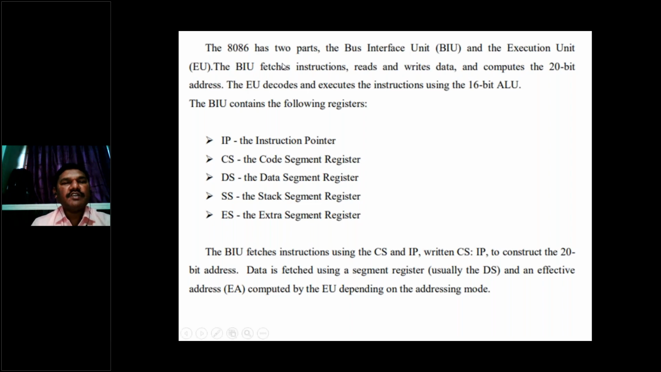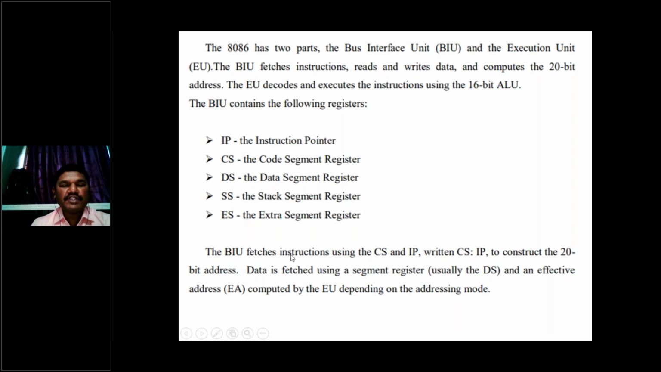The x86 has two parts, the bus interfacing unit and the execution unit. The bus interfacing unit fetches instructions, reads and writes data, and computes a 20-bit address. The execution unit decodes and executes the instructions using a 16-bit ALU. The bus interface unit contains the following registers: IP, instruction pointer, code segment register, data segment register, stack segment register, and extra segment register. The extra segment and the data segment are both data segments only.